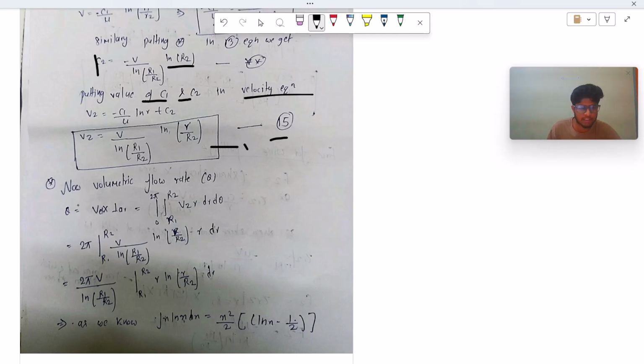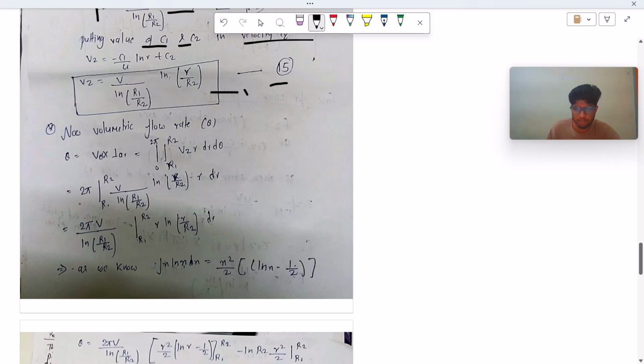And the next part is that they want the volumetric flow rate, Q. So we know that volumetric flow rate is equal to the velocity into the perpendicular area. So we have the velocity Vz and the perpendicular area for cylindrical coordinates. For finding the volumetric flow rate, we use this formula: integration from 0 to 2 pi, integration from r1 to r2 of Vz r dr dθ.